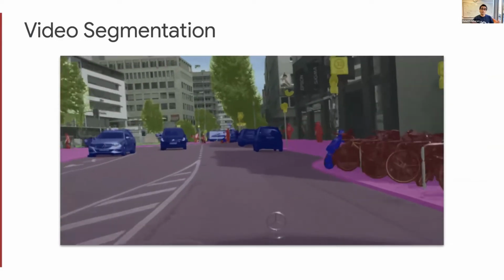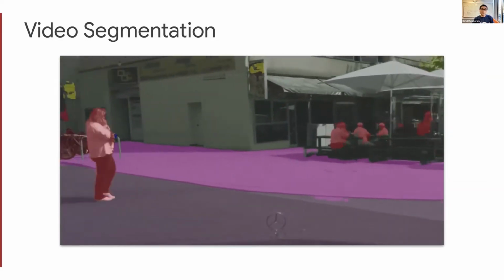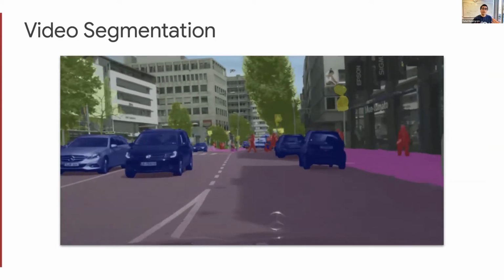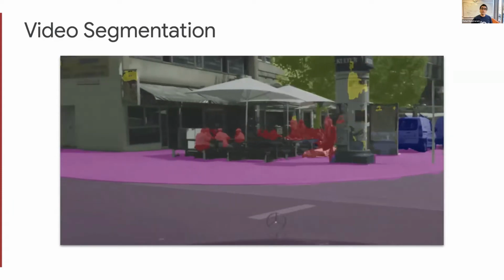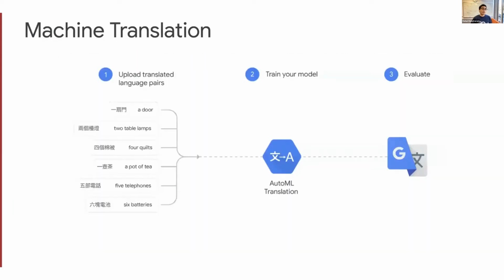They're using what is called video segmentation. They know what is the drivable surface, where are people, where are other objects, where's the sidewalk, and that gives them a lot of information on how to think and live within our world. And finally, there's machine translation that's happening in real time. You speak in English, or in language one, and it automatically translates it into another language.